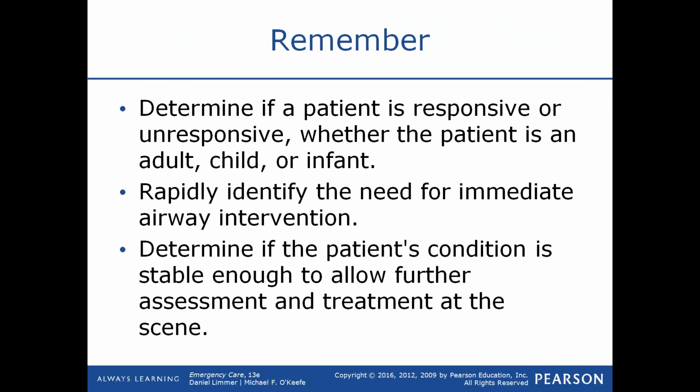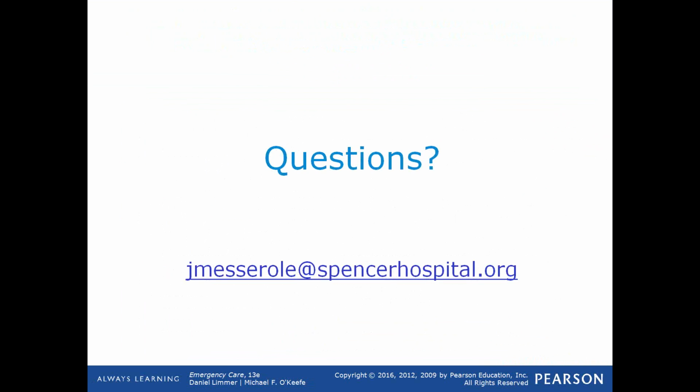Now remember to determine if a patient is responsive or unresponsive, and whether the patient is an adult, child, or infant, because how we treat adults and children and infants, particularly related to chest compressions and defibrillation and ventilatory rates and depths, vary depending upon whether it is an adult, child, or infant. Rapidly identify the need for immediate airway intervention, and airway intervention is opening the airway and then using a nasopharyngeal or an oropharyngeal airway or a King airway to keep their airway open. And then determine if the patient's condition is stable enough to allow further assessment and treatment on scene.